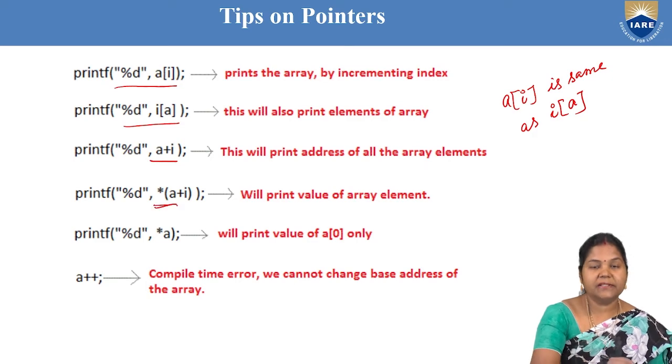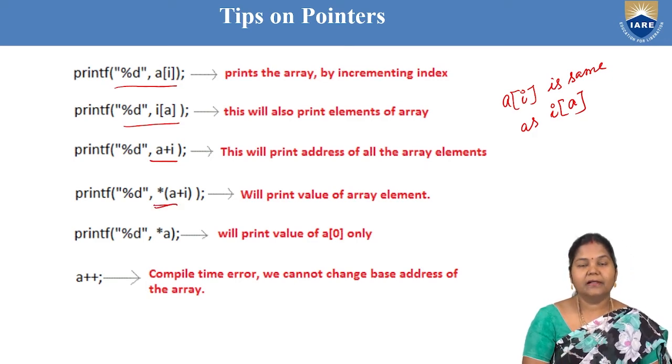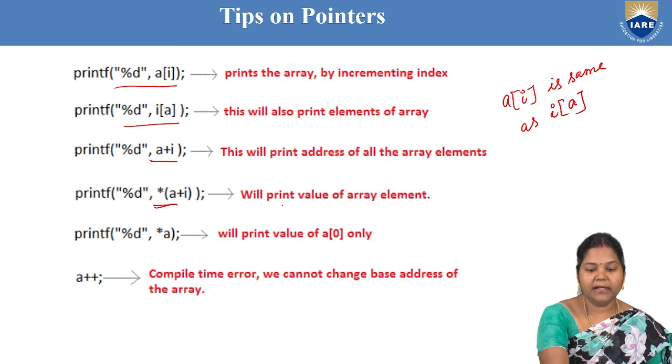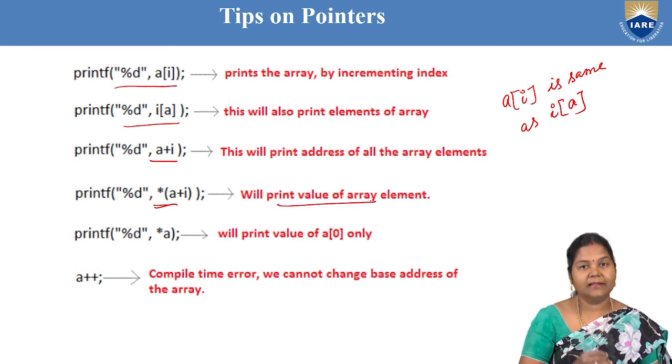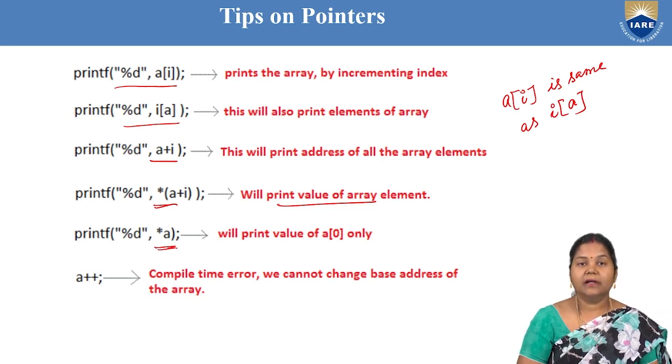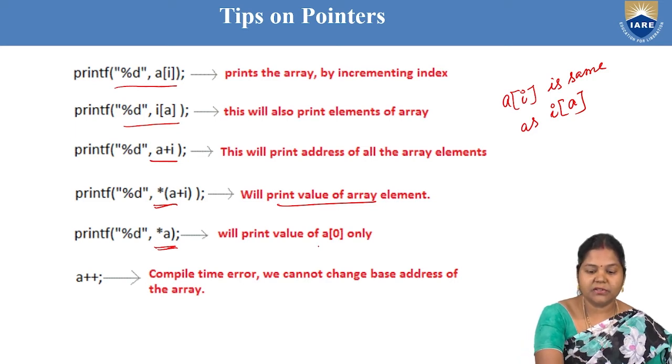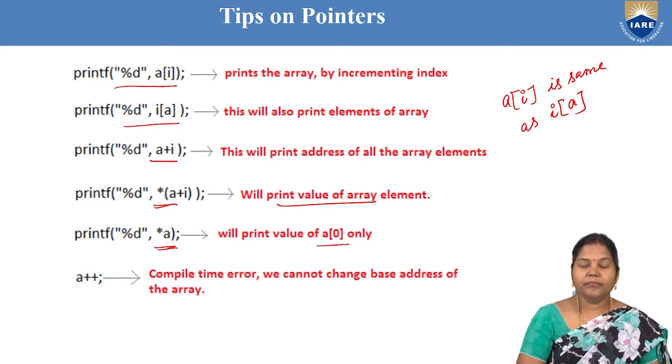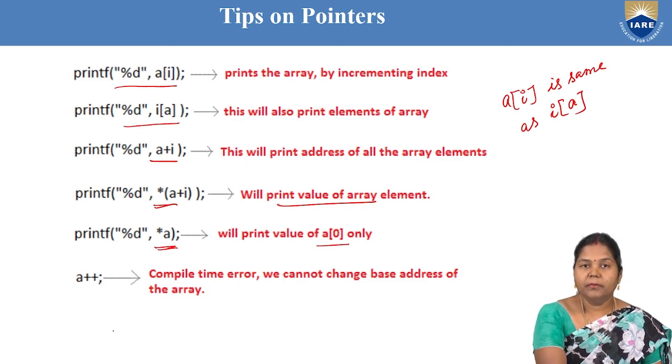Similarly, if we put a preceding star before it, then A plus I refers to an address. Star A plus I refers to the value in that address. So, this will print the value of the array element at ith index. Next, if you are writing simply star A, A always refers to the starting address. So, star A will print the value which is there at the beginning, that is, at A of 0th index.